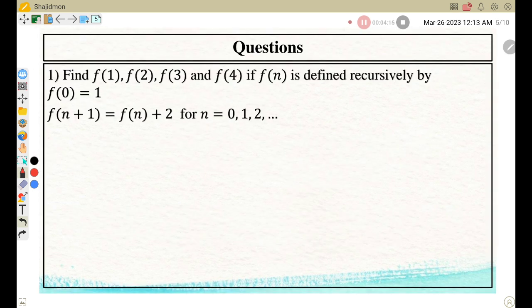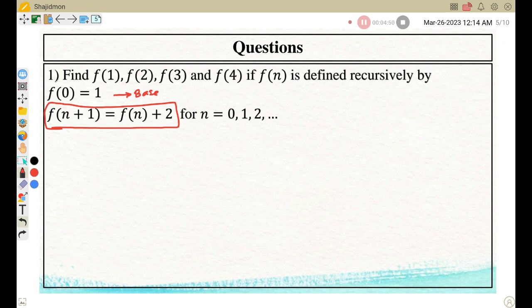Okay, let me go to some questions directly. Find f of 1, f of 2, f of 3 and f of 4 if f of n is defined recursively by f of 0 equals 1, this is the base call, and f of n plus 1 equals f of n plus 2. See, this is the recursive call. So we need to calculate f of 1, f of 2, f of 3 and f of 4 one by one. We can do this question.